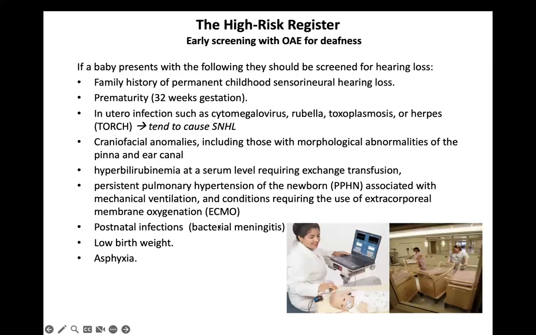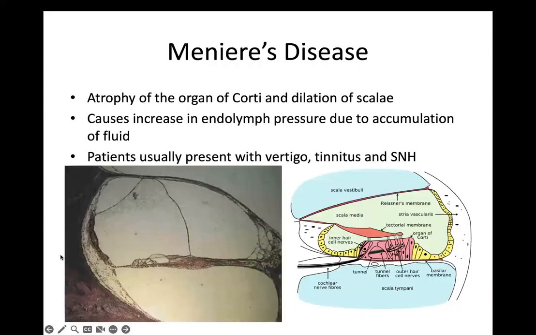Okay. Now, this is the high-risk register. So basically, any baby that presents with these risk factors must be screened for hearing loss. If he has a family history of permanent childhood sensorineural hearing loss, or if he's a preterm baby, if he had an in-utero TORCH infection, if he has craniofacial anomalies, you'd immediately think of a syndrome. So he might have Down syndrome or Patau syndrome or Edwards. These are all syndromes that could cause hearing loss. So you should screen for hearing. If he had hyperbilirubinemia or persistent pulmonary hypertension, these are all basically risk factors for hearing loss. So any newborn that presents with these things, you should screen them for hearing loss. Okay.